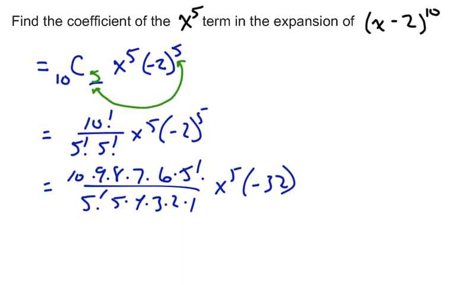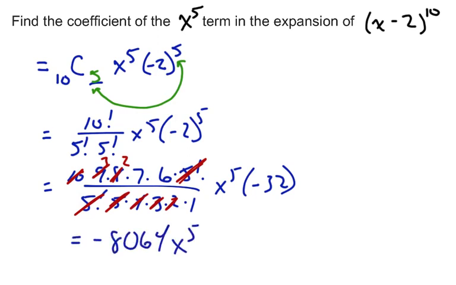So you get to canceling. 5 and 2 make 10. 4 goes into 8 twice, and 3 goes into 9 3 times. So I'm going to multiply 3 times 2 times 7 times 6, and also times that negative 32, which means we'll end up with negative 8,064 x to the 5th. The question is, what's the coefficient? Here's the coefficient, just the number out in front.